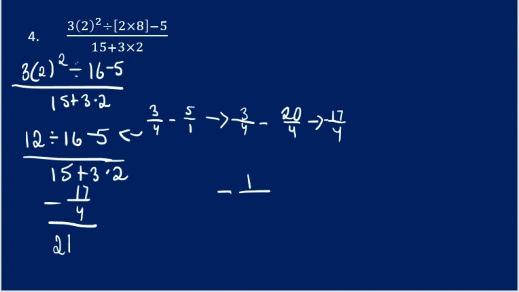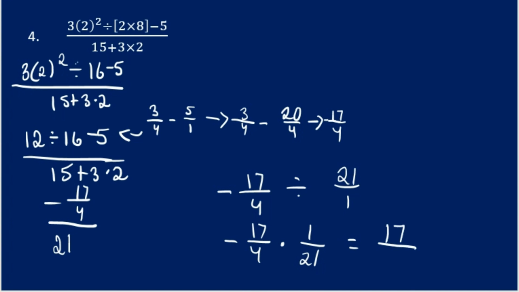So negative 17 over 4 divided by 21 over 1. Okay, so this is going to change to 1 over 21. And now just multiply, and that's going to get us negative 17 over 84. And that is our answer over here.